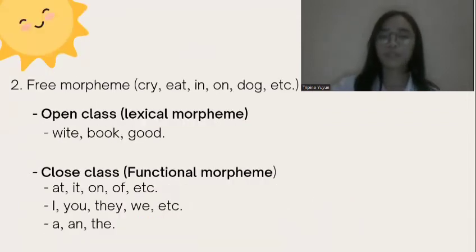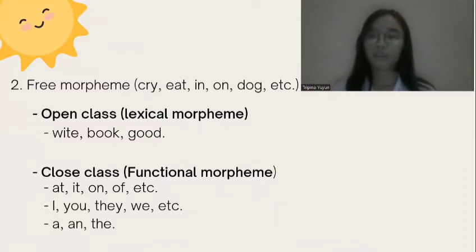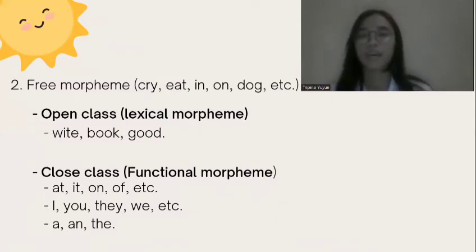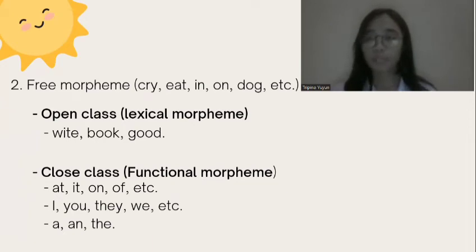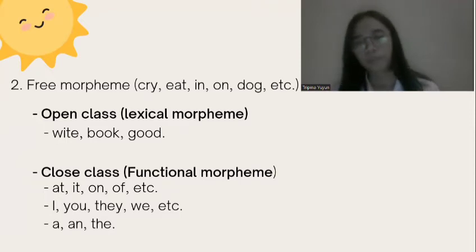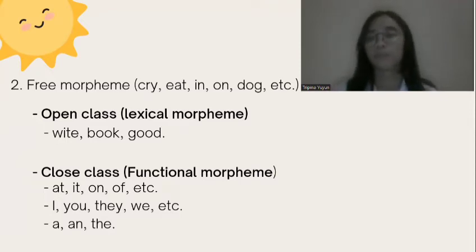Here we will discuss another kind of morpheme, which is free morphemes. Free morphemes are morphemes that have their own meaning, so you don't need to combine them with another morpheme or word to have meaning. To identify them is quite easy because we can find them in our daily vocabulary, or words that we use on a daily basis, like cry, eat, in, on, or dog. That's what free morpheme means.